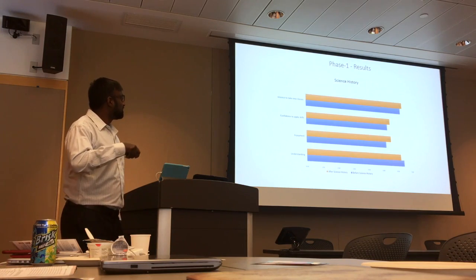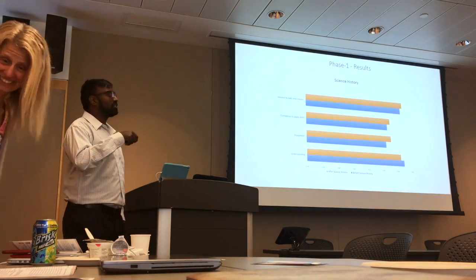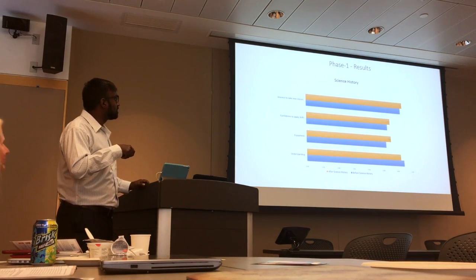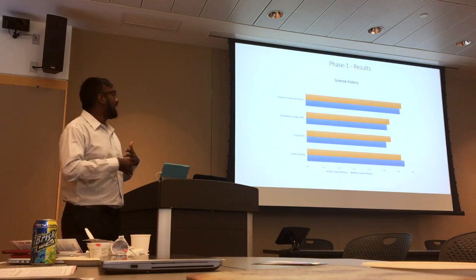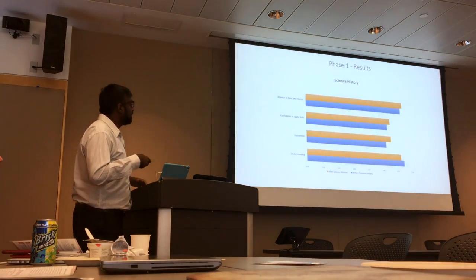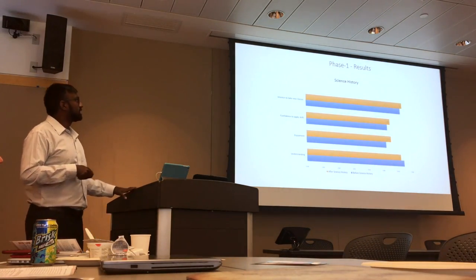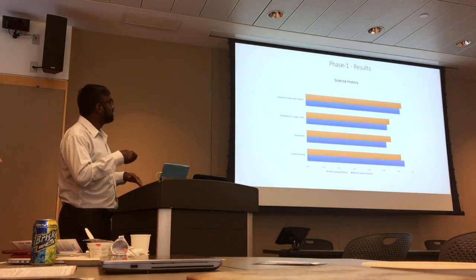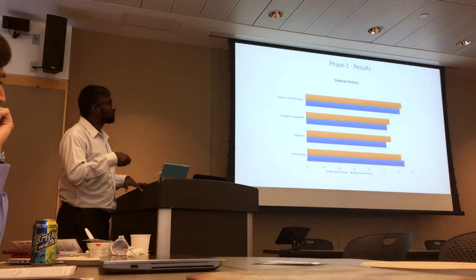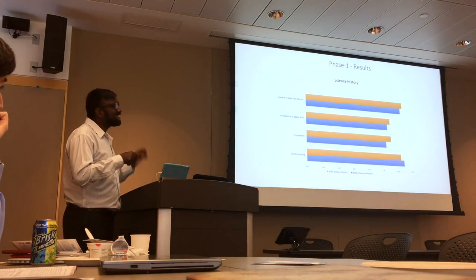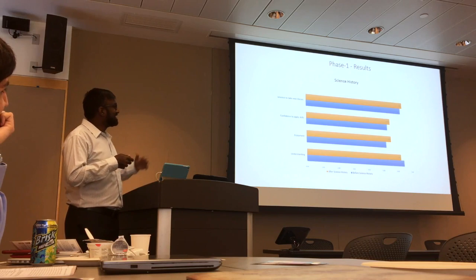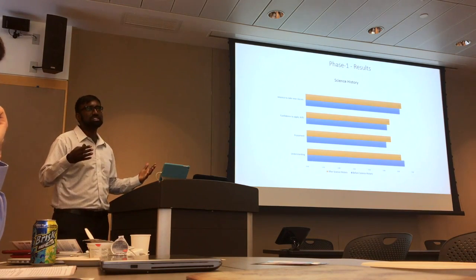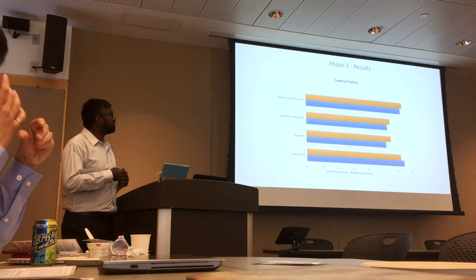So the orange bar shows the interest level, confidence level, enjoyment, and understanding of students after they learn science history, and blue is before they learn science history. As you can see, there's not a very significant difference between these 2 groups, but there was a slight positive trend towards that. So I thought maybe if the sample size was increased, maybe there will be a difference.